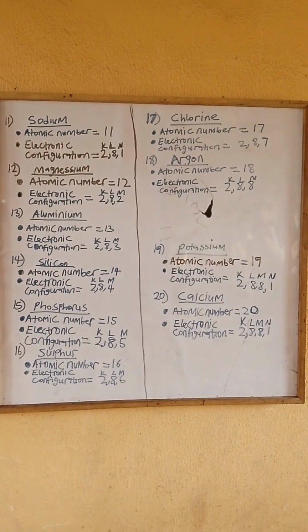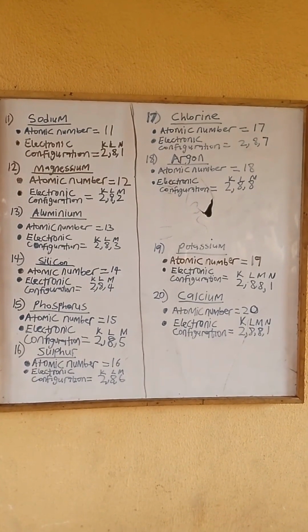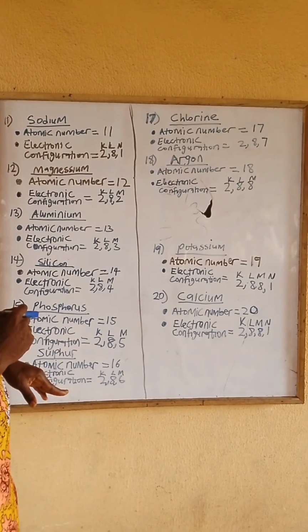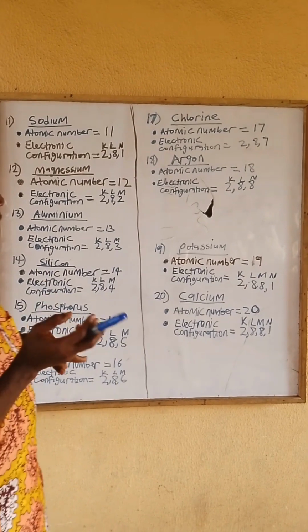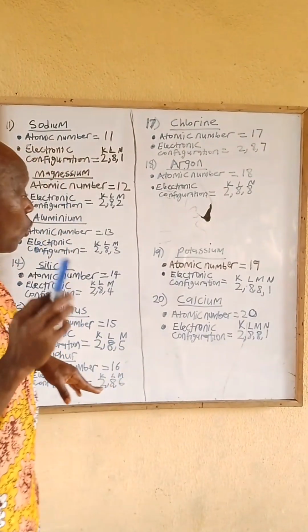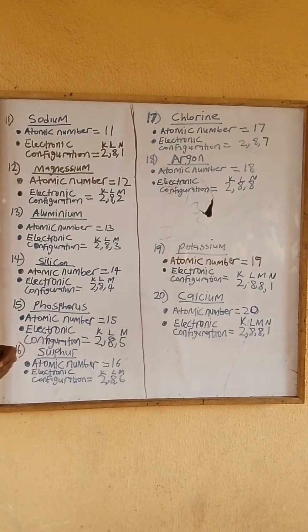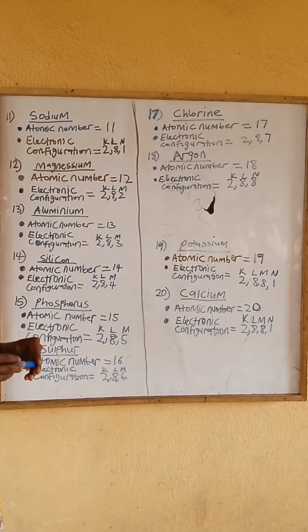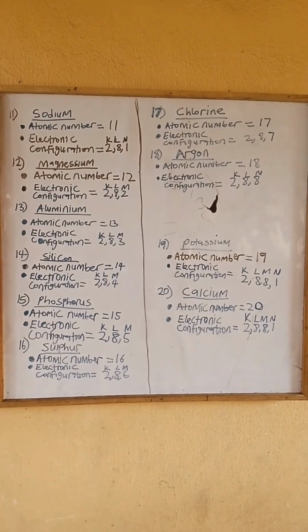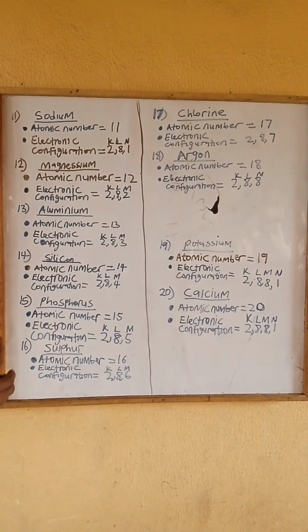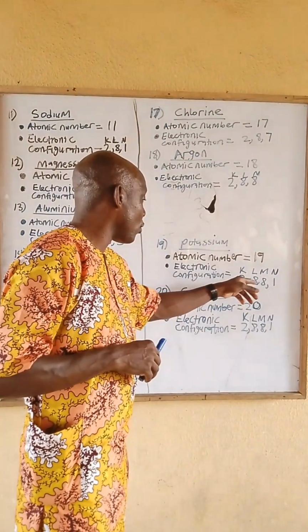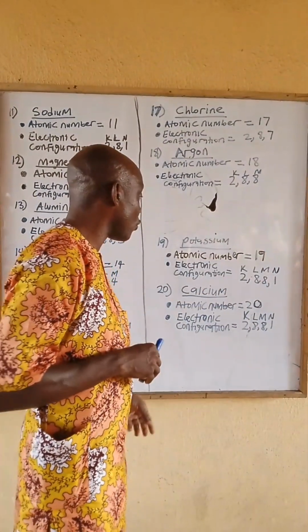So by the time we go to the next element, we start the next shell, which is N shell. It can also be asked, the first element to occupy the N shell is potassium. It can come as a test in any examination or any other assessment test. So take note of that. 2, 8, 8, 1. When you add 2, 8, 8 and 1, you get 19. So 2, 8, 8, 1.